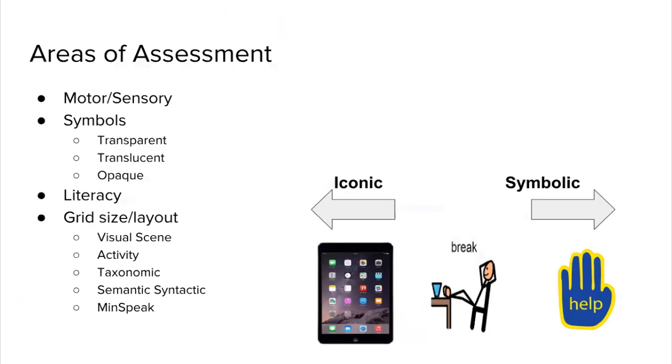If you can see on the right there, I have iconic to symbolic. Things that are more iconic, you have that picture of an iPad. It's something that we would call transparent. You know exactly what that is. The next one is translucent. It's symbolic, but it gives you a good idea of what's happening there, that break symbol. And all the way on the right, that's symbolic. Now, there's no way to know that would mean help unless you could read or you have learned that means help. So thinking about what types of symbols are going on a device is really, really important.